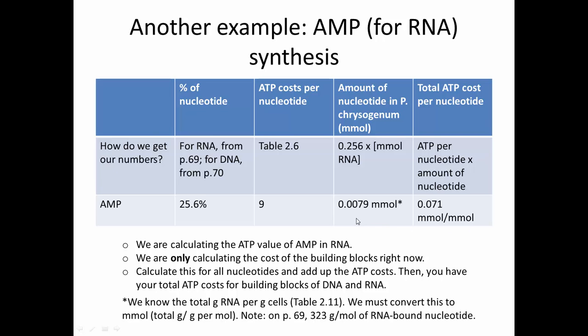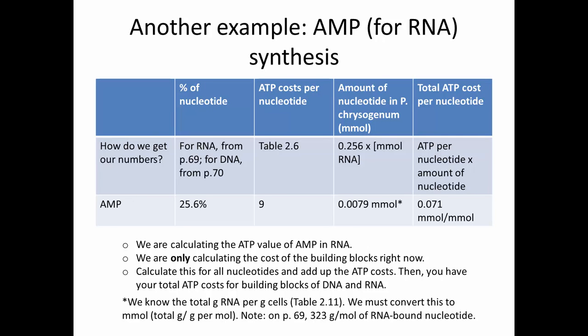So you will end up with this number, 0.0079 millimoles. Your ATP per nucleotide multiplied by the amount of nucleotide will give you 0.071 millimoles ATP per millimole of AMP that goes into RNA. Okay?